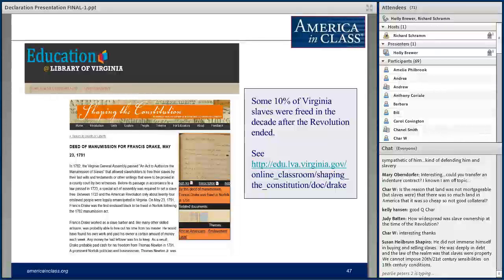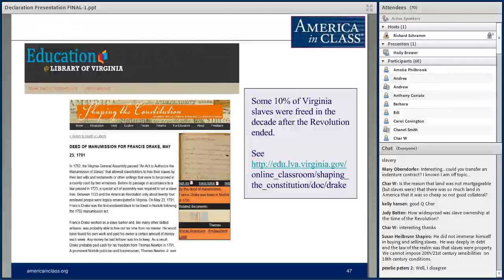But I also do want to point out that about 10% of Virginia slaves were freed in the decade after the Revolution ended. It's really striking. If you look at the census records from this period and you look at other records, you can vividly see this pattern of masters freeing their slaves. And some people like Robert Carter III, who was a friend of Jefferson's and who owned more than 500 slaves, freed all of his slaves by indenture in 1791, or tried to. He couldn't do the children, and that ended up being a problem later on.